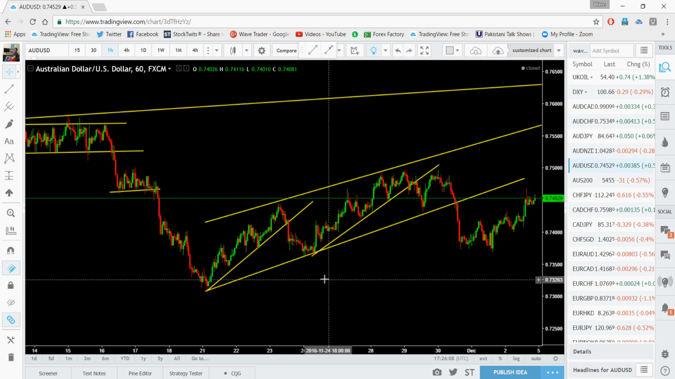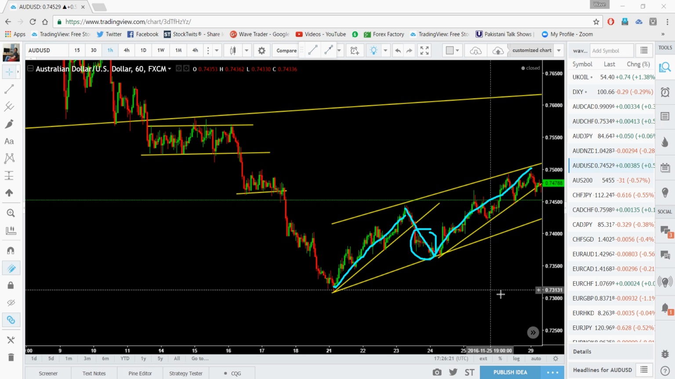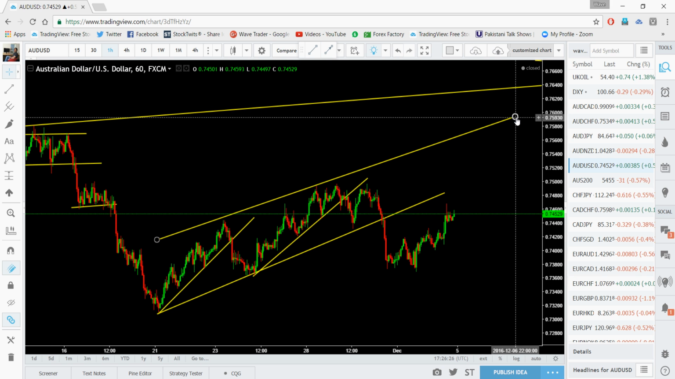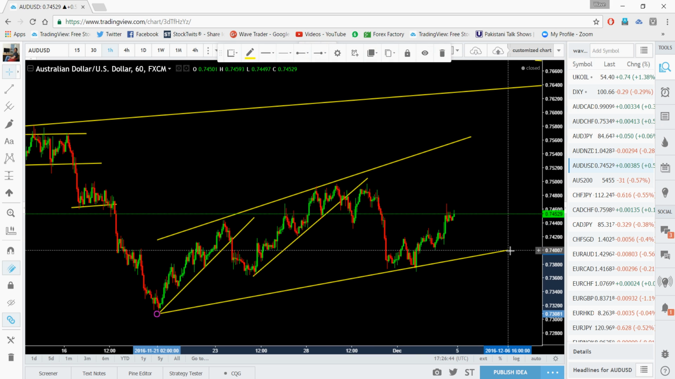We were anticipating, when this corrective pattern was forming, continuation to the downside. Some of you guys sold, took some profit, and bought for the upside. So they were repeating their technique when our price was just coming close: selling here, buying here, selling here, and buying here. So this pattern has extended itself.